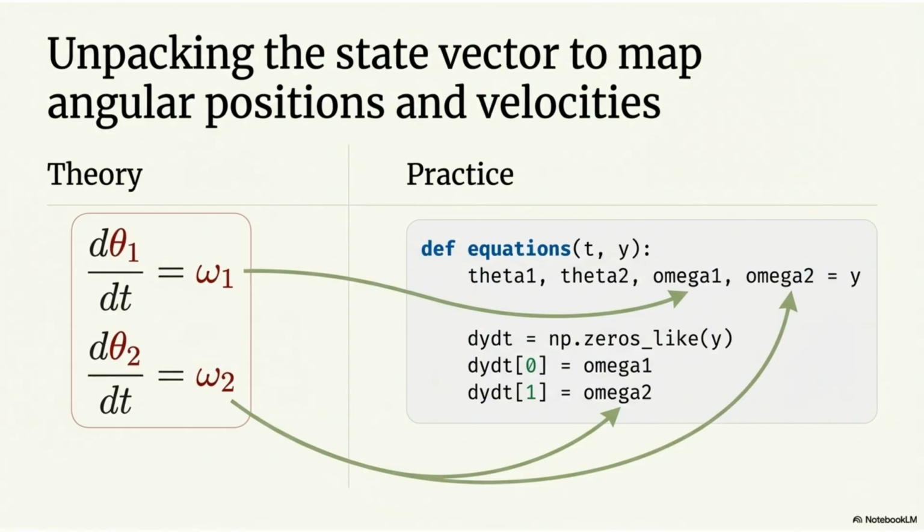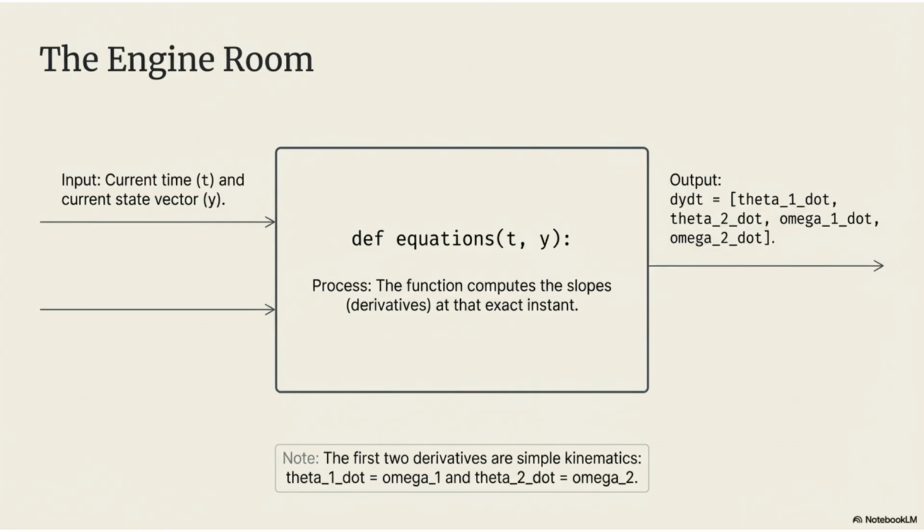The first step in implementing the equations function is unpacking the state vector y to access the angular positions and velocities. This maps the derivatives of the angles to the angular velocities. The equations function acts as the engine room. It takes the current time t and state vector y as input, computes the slopes or derivatives at that exact instant, and outputs the time derivatives of all four state variables.